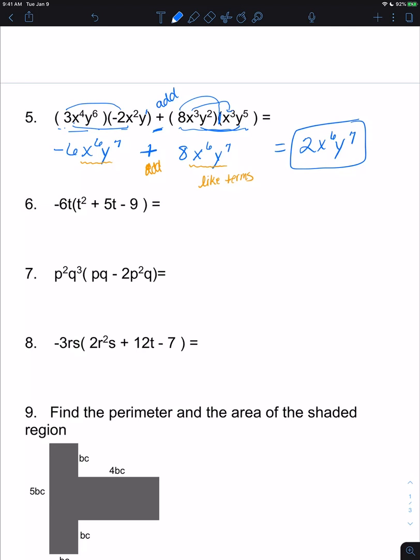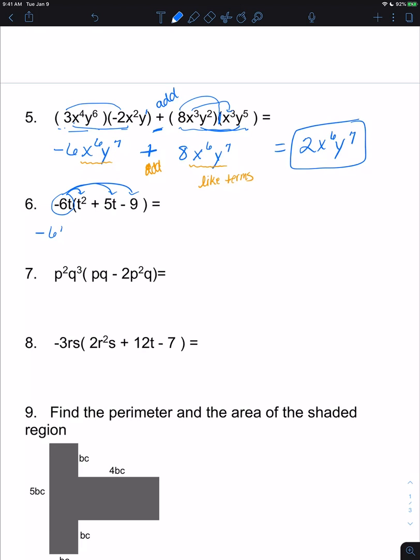Think about, you're just saying how many x to the 6th, y to the 7th we have. Okay, number 6, we're going to distribute. So this negative 6t is outside the parentheses, so it needs to be multiplied by everything inside those parentheses.